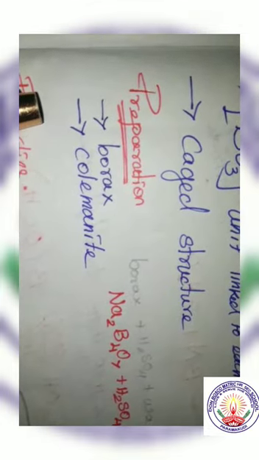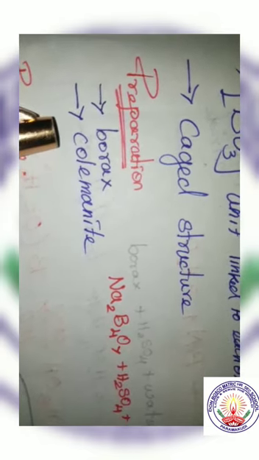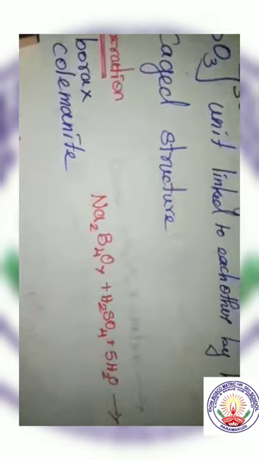The third point is it is a caged structure. Next we shall see about the preparation. So this boric acid can be prepared from these two things, that is borax and colemanite. See borax. What is the molecular formula for the borax? That is Na2B4O7. This borax reacts with H2SO4 with water. We will be getting boric acid and sodium sulfate, that is Na2SO4, sodium sulfate and boric acid.